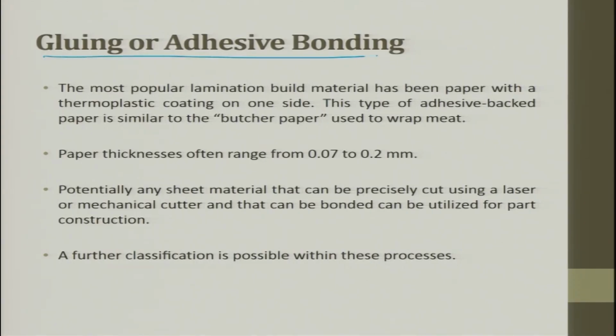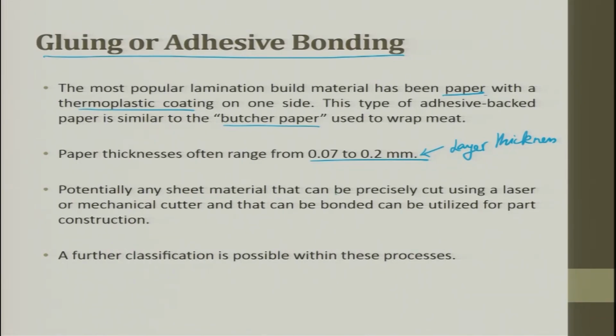Gluing or adhesive bonding. The most popular lamination build material has been paper with a thermoplastic coating. This is what I said, the lamination which you do for certificates. Paper with a thermoplastic coating on one side. This type of adhesive backed paper is similar to the butcher's paper used in wrapping meat. The paper thickness varies. So, this will be the layer thickness, and this thickness will be less than FDM if you see. If you want to play around, you can do it.